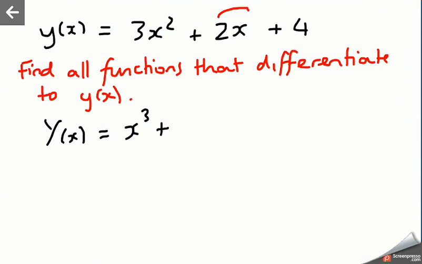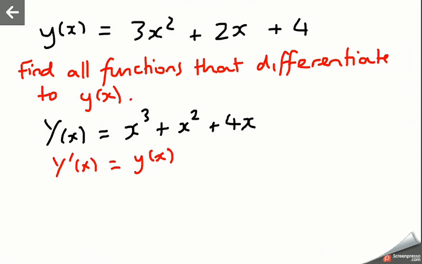Similarly, I'm going to bring the old power back up again, and so the next term is going to be x squared, plus what differentiates to 4? Well, 4x differentiates to 4. So I know that if I have big Y of x equals x cubed plus x squared plus 4x, then I know that big Y prime of x is equal to 3x squared plus 2x plus 4. So that's little y of x. Okay, so I found one of the functions that differentiate to give me y of x.